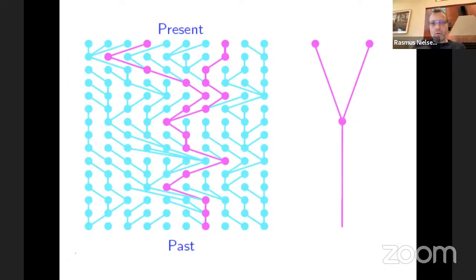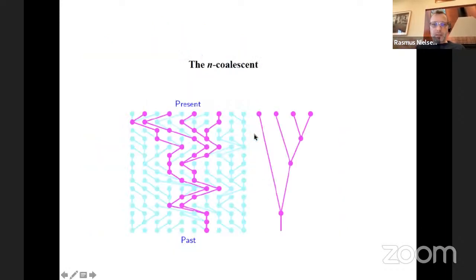So this is for a sample of two. You can see we have a little tree with two leaf nodes and one internal node, the root of the tree. In this rooted tree, that's the coalescence tree for a sample of 2. Of course, we can do this for larger samples, for any sample size n. In this case, it's an example with 4 individuals. We do the same thing. Each node here is an individual, and an edge is a parent-offspring relationship.